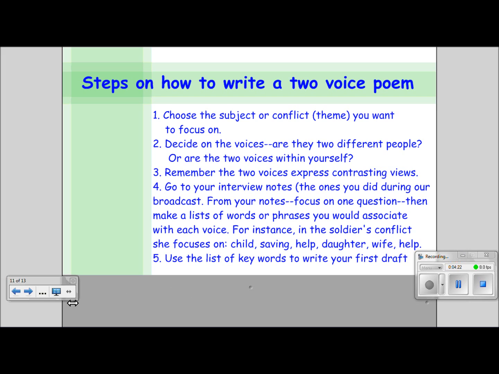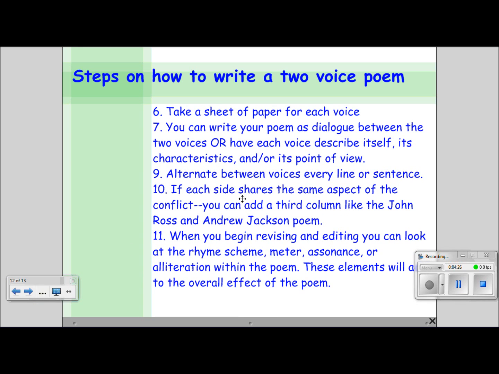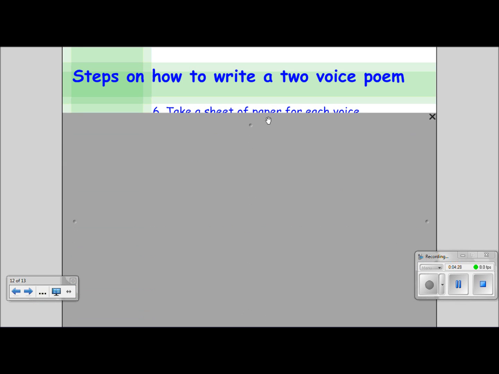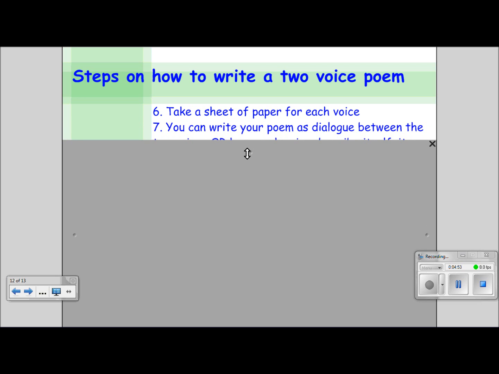Now, when you actually start writing, what I want you to do is take a sheet of paper, put this up so that you don't start reading ahead. Take a sheet of paper and set them side by side, and each one is going to be for a voice. And even though you're going to write these two separate poems, what I think you need to do is write a dialogue between the two. The only reason I'm telling you to use two pieces of paper is it's going to remind you it's two voices, okay?